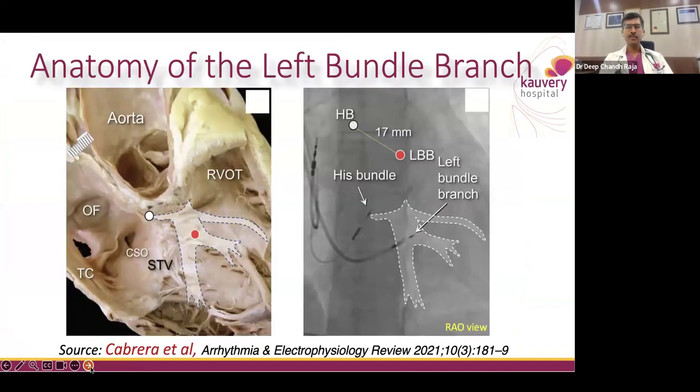Getting into the anatomy of the left bundle branch and the way it looks on fluoroscopy, the left bundle never manifests itself on the right side of the septum. It is on the left side of the septum. But how do you reach the left side of the septum? By taking the lead deep into the septum, by screwing the lead well past the right side into the left side, and hence we reach the left side of the septum.